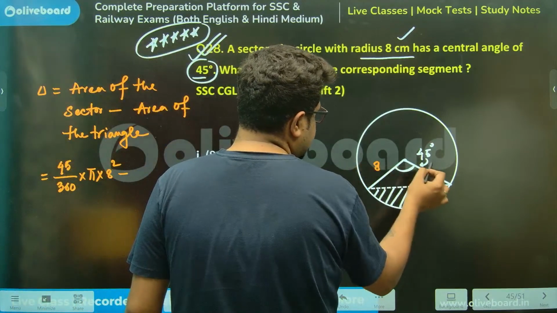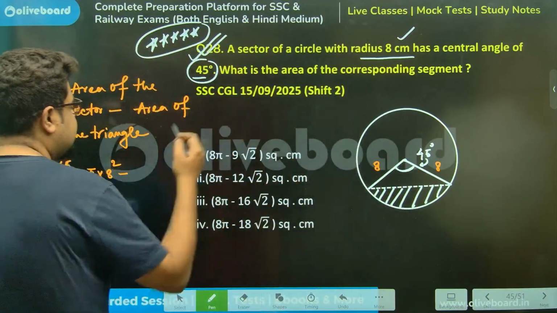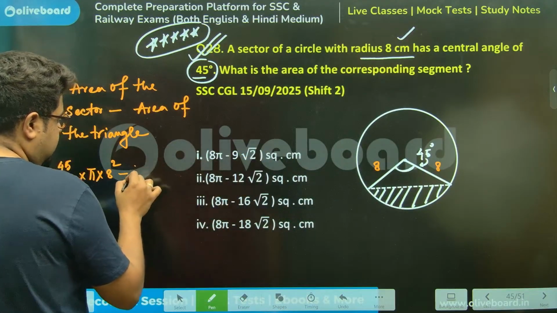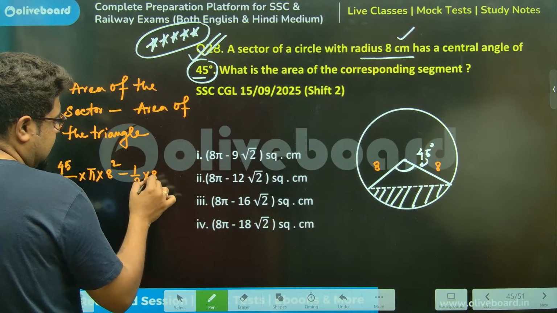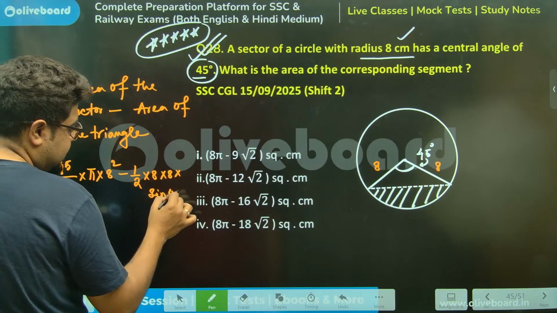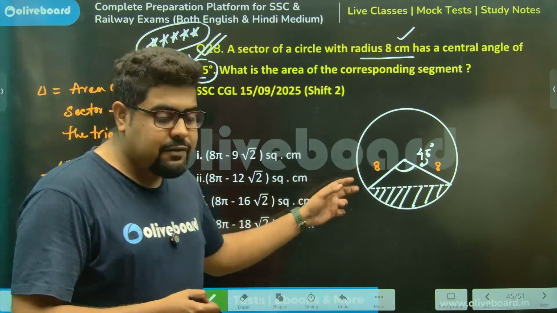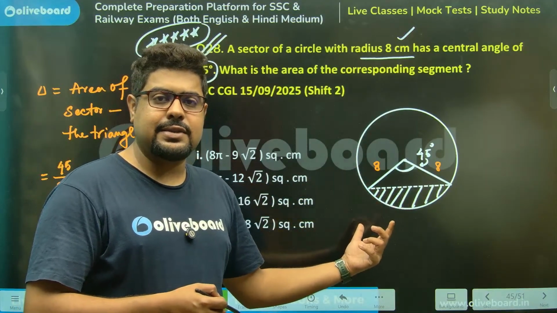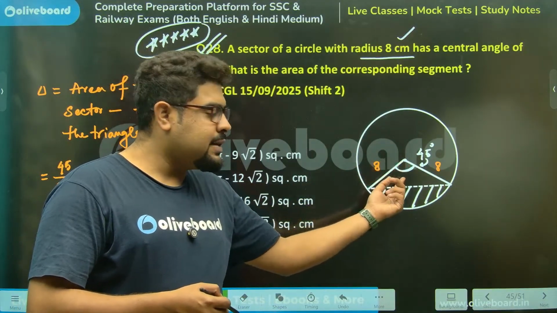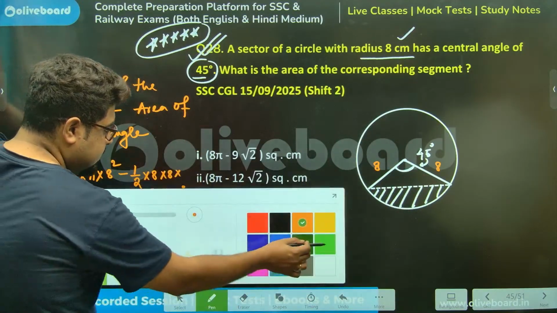Now it's not very difficult. What is the area of the triangle? I can use half AB sine theta. A is 8, B is 8, sine 45 degrees. I have discussed this in the last class itself, last week: half AB sine theta, if the included angle is theta. I've shown you the proof as well.